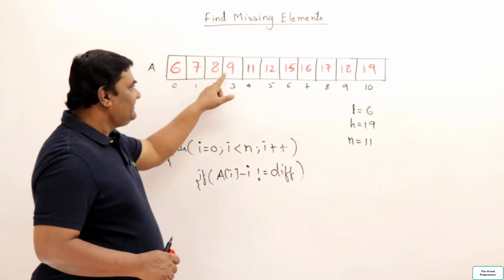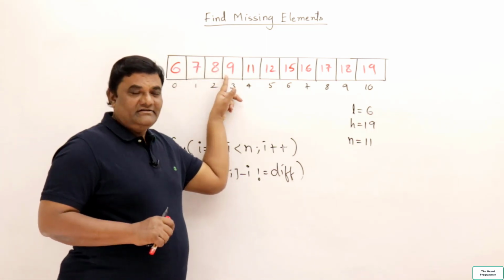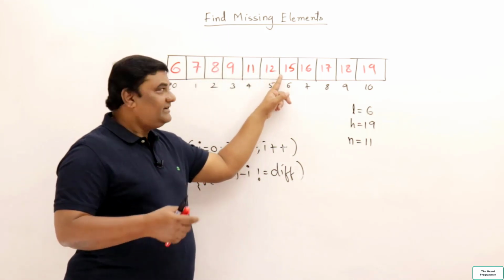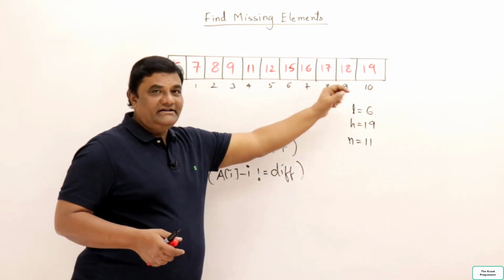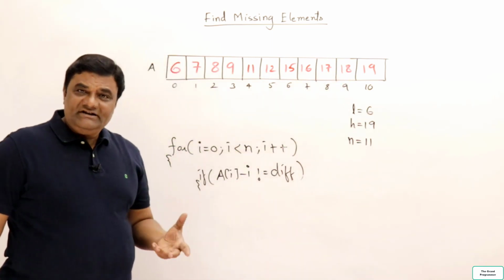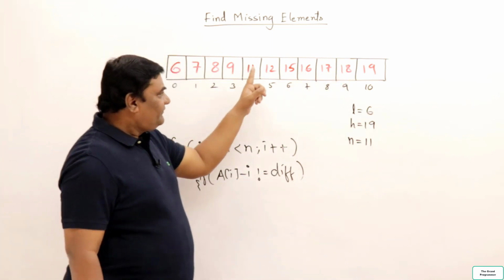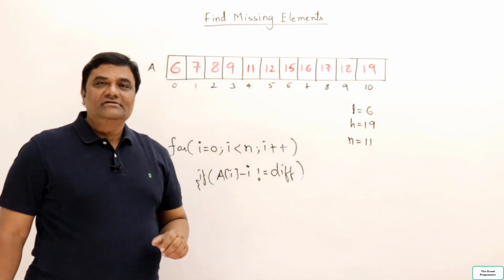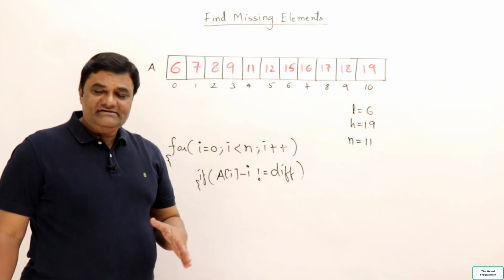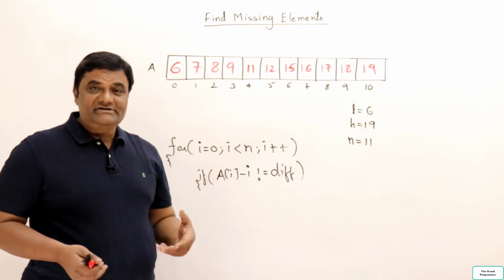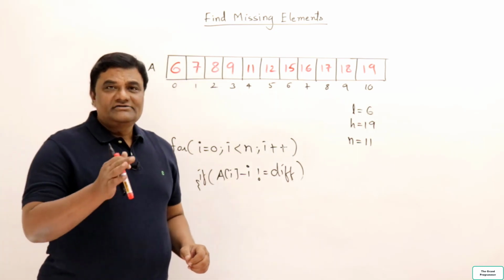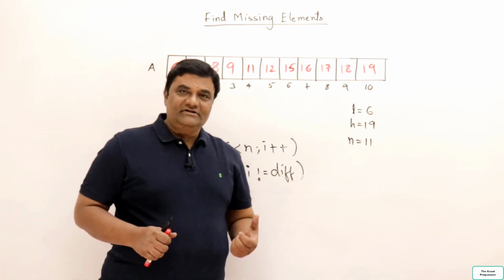6, 7, 8, 9, 10 is missing. 11, 12, 13, 14 is missing. Then I have 15, 16, 17, 18 and 19. So more than one element is missing. And also from 12 to 15, if you see, two elements are continuously missing. So I have taken both cases, that is one or more elements missing, and also more than one element missing together. So let us see how we can find this.